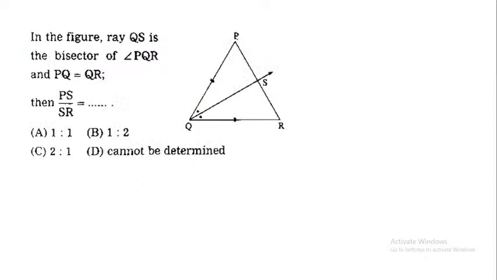So this question is again based on the diagram given, triangle PQR. In the figure, ray QS is the bisector of angle PQR. So QS is the angle bisector of angle PQR, that's given. And here it is given that PQ is equal to QR. So if PQ is 4 cm, QR is also 4. That's given. And from this we have to find PS divided by SR. And the four options are 1 is to 1 or 1 is to 2 or 2 is to 1, or the last option is cannot be determined.